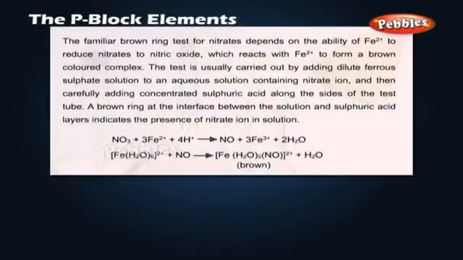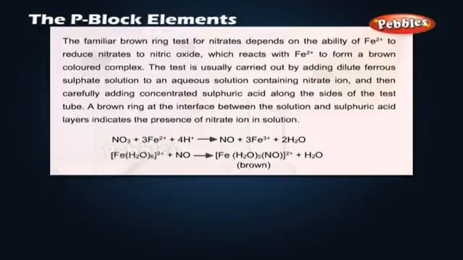The familiar brown ring test for nitrates depends on the ability of Fe2+ to reduce nitrates to nitric oxide, which reacts with Fe2+ to form a brown-colored complex.